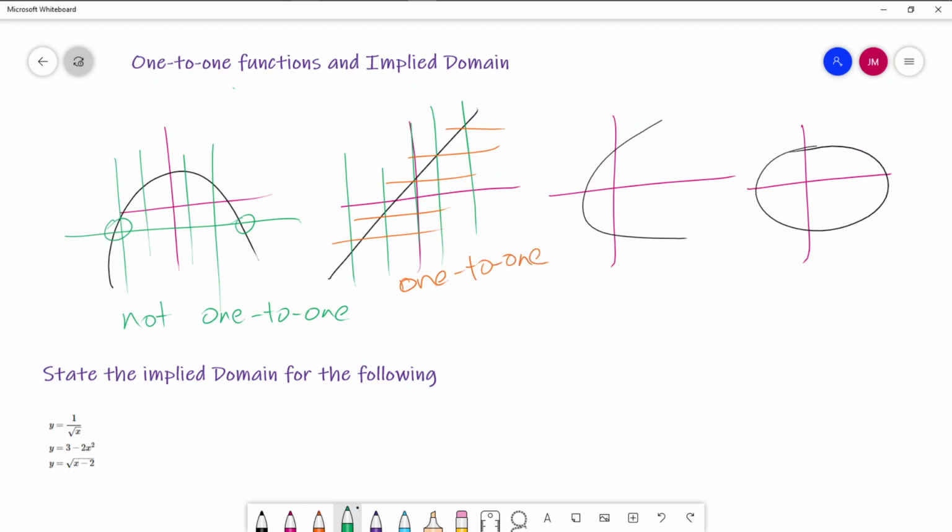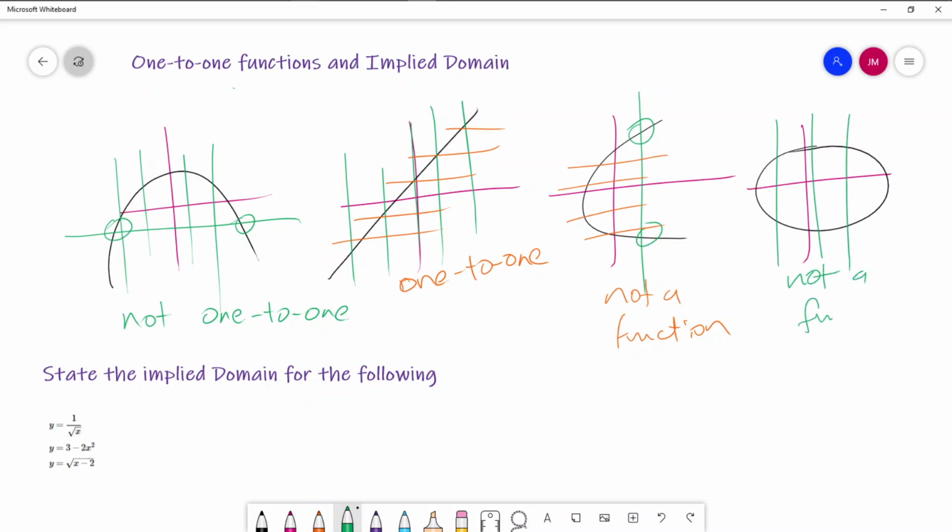Now if it fails the vertical line test, straight away it's not a function, so I don't even have to worry about doing the horizontal line test. So if it fails the vertical line test, don't even worry about the horizontal. Just keep going to the next one. This one fails it, so it is not a function, and it's not a one-to-one function either. It's neither. So if it passes the vertical line test, it is a function. If it passes the horizontal line test, it's a one-to-one function as well. So it passes both. For one-to-one, think horizontal line test.